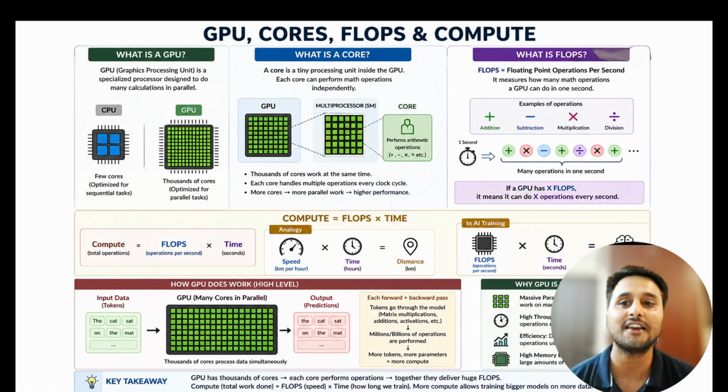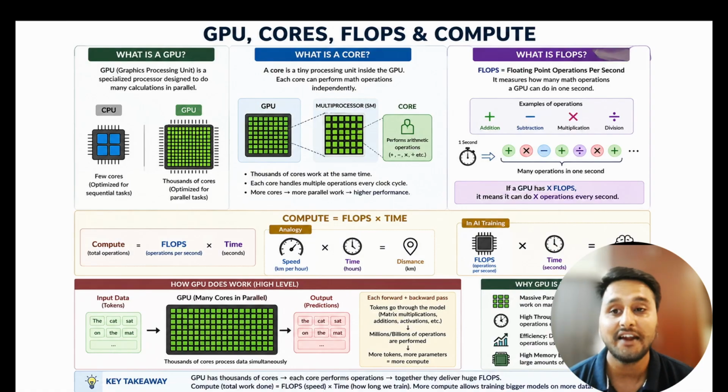GPU is basically graphic processing unit. It is a specialized processor designed to do many calculations in parallel. This is the beautiful part of the GPU, that it can do multiple mathematical operations in parallel. And how can the GPU do this? Due to the cores. Thousands of cores optimized for parallel tasks. But oppositely, in CPU, there are few cores optimized for sequential tasks.